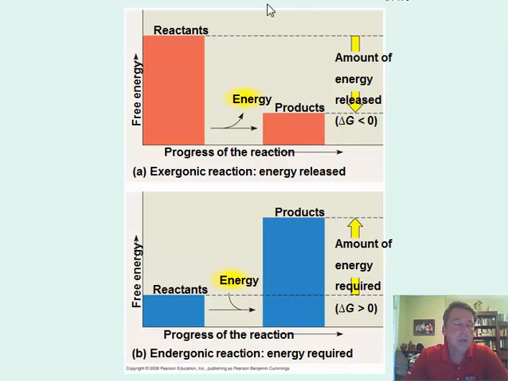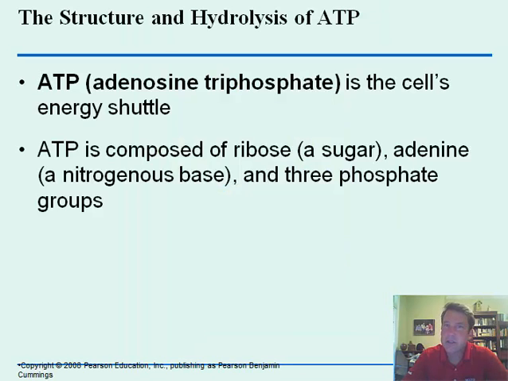Now, energy can be released from bonds within molecules, and our main energy currency molecule that we have in our cells is called ATP. ATP is adenosine triphosphate, and your book refers to this as the cell's energy shuttle.